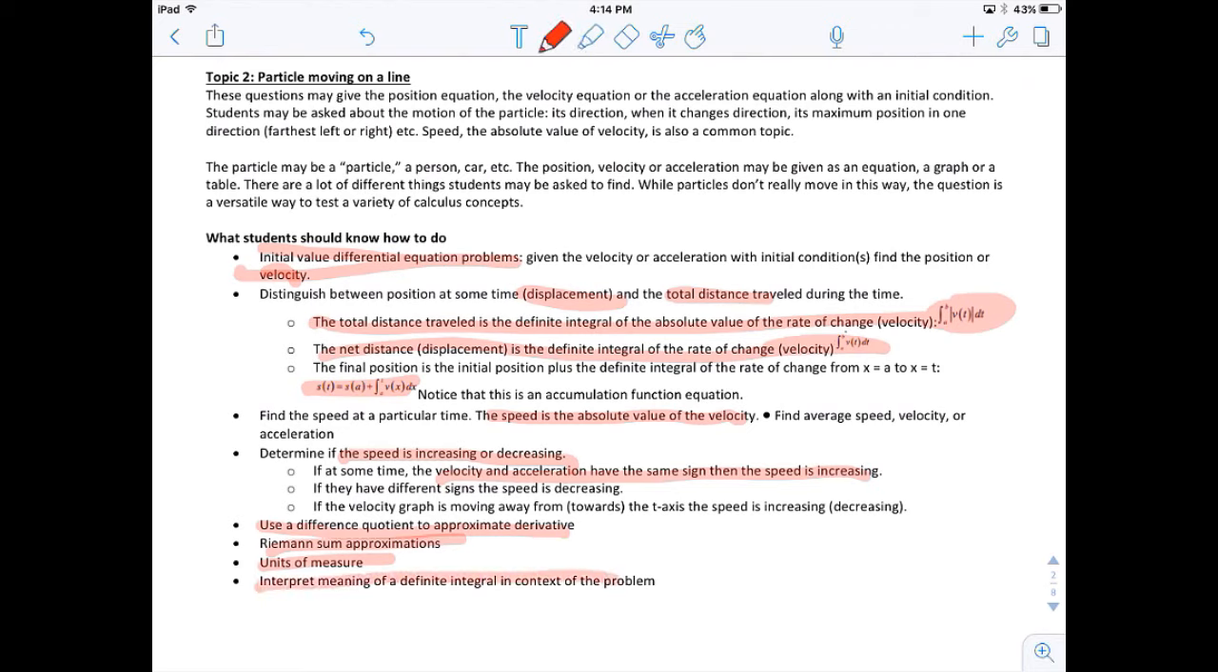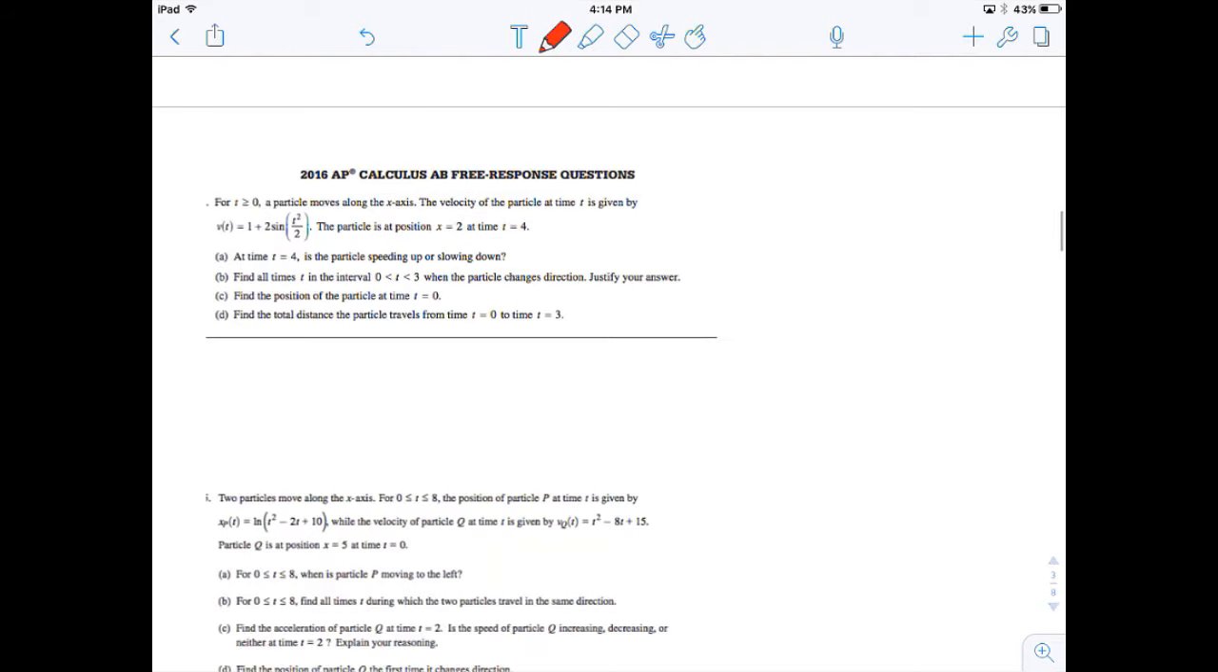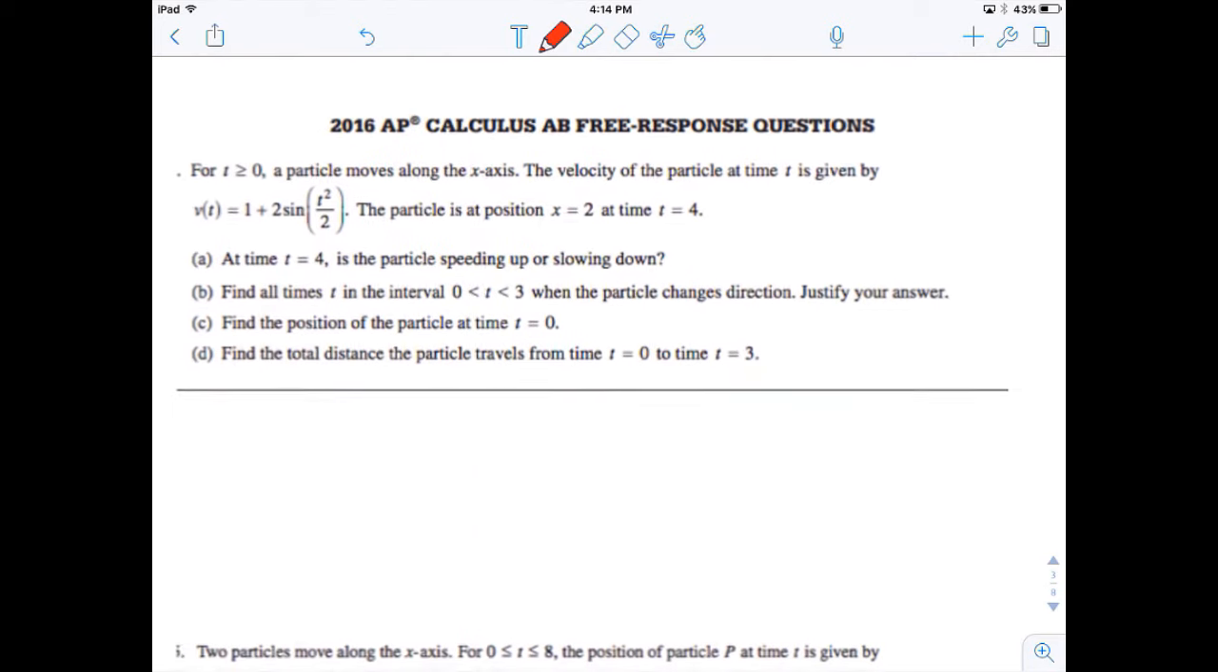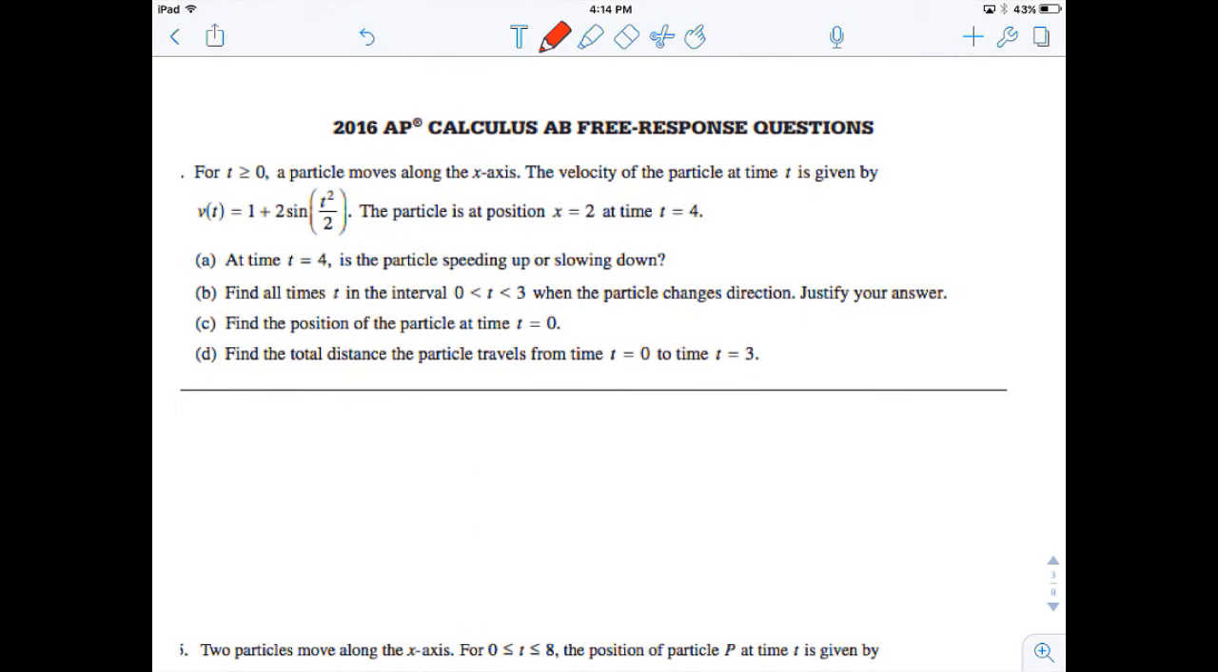We're going to look through a couple of these and see what they sort of look like. So a standard one and then one that might be more tricky. So this first one, t is greater than 0. A particle moves along the x-axis. Velocity is given by this. And the particle is at this position at t equals 4. Immediately, this should scream out to you that that's an initial condition. And so that tells me that at some point I'm probably going to be finding its position using that.